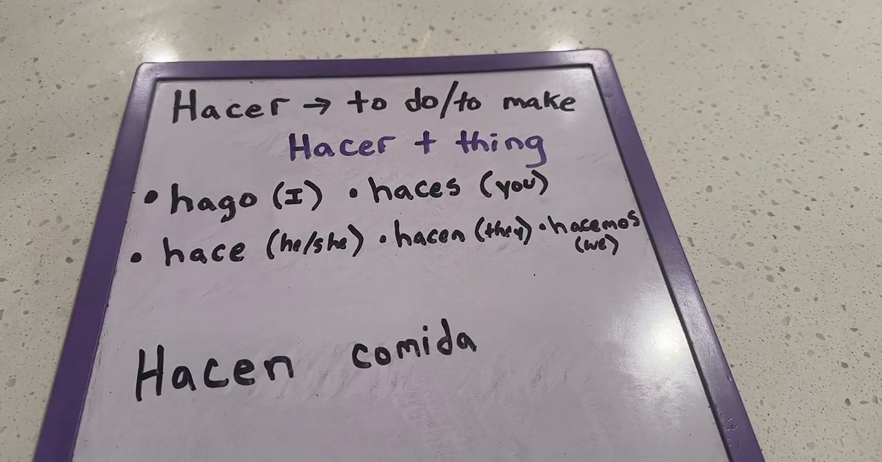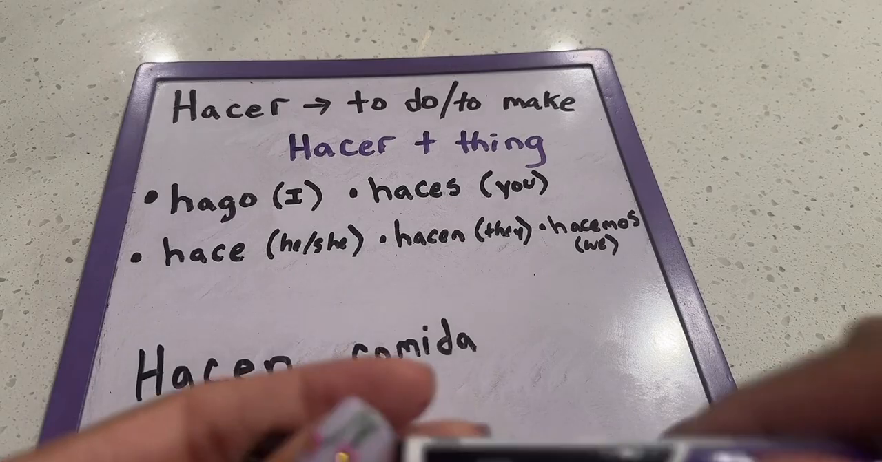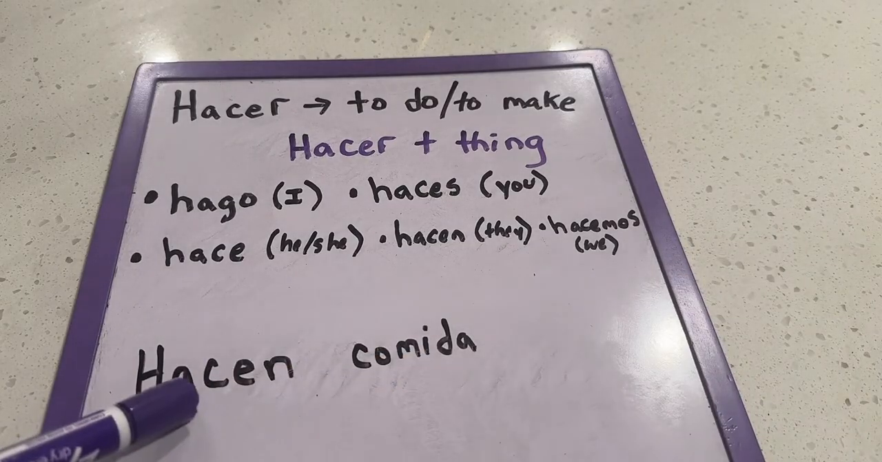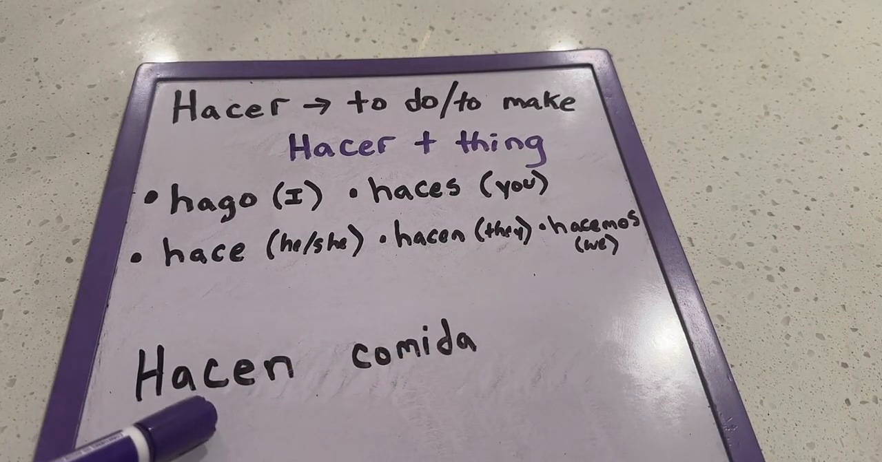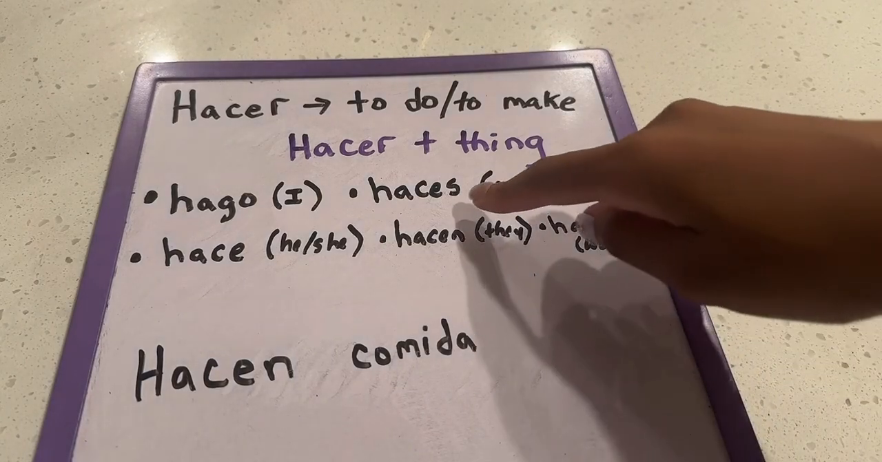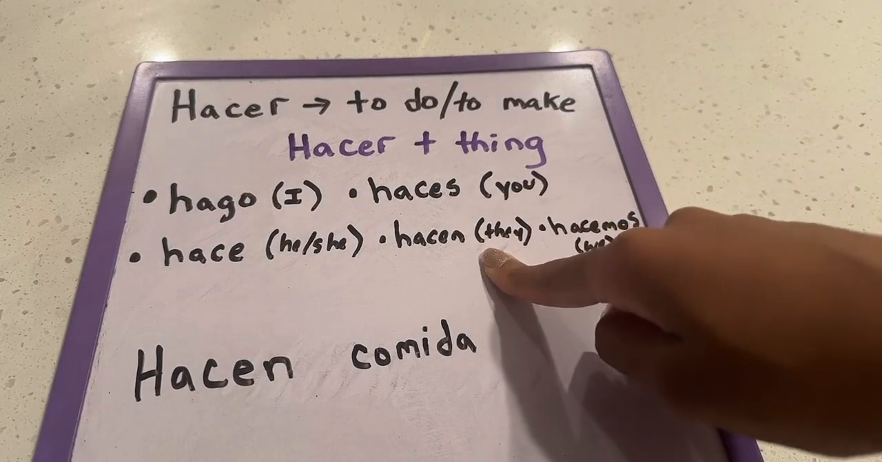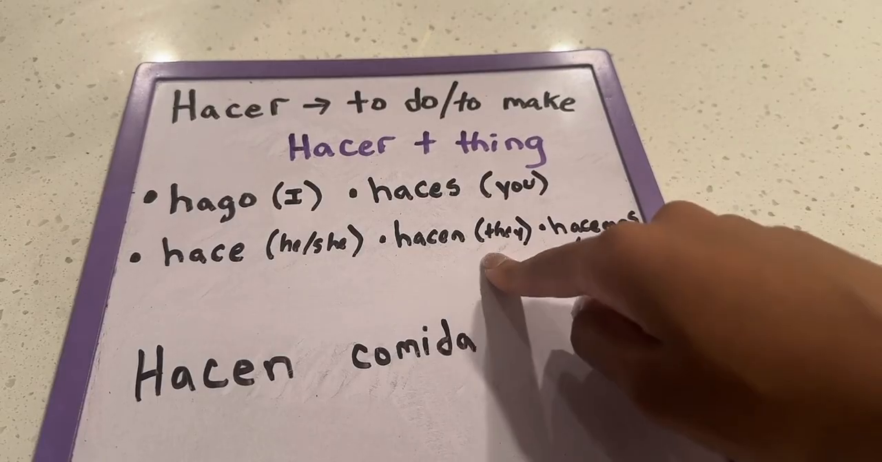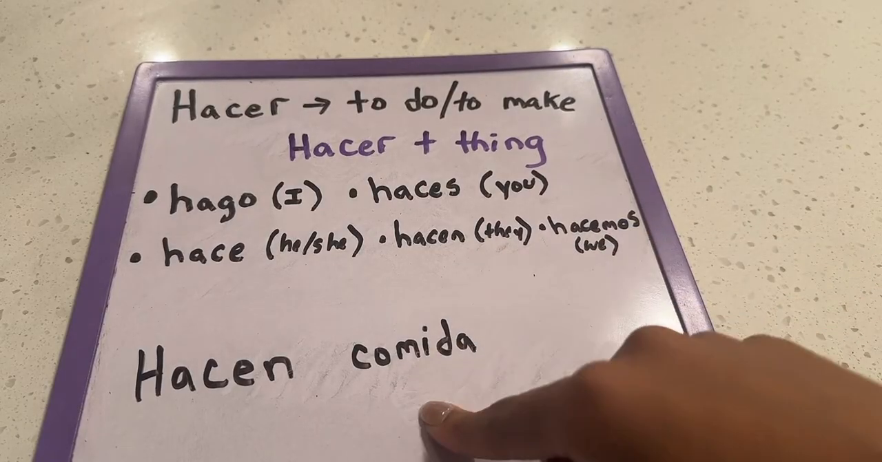Let's start with that simple phrase right there. Before we add on to it, let's start with that simple phrase. So if we want to decode or translate this sentence, we can say, let's see, what kind of hacer is this? Let's look up here at our chart. Okay, this is the they form. So we're talking about the ellos form. We're talking about they, so more than one person. And then what is comida?